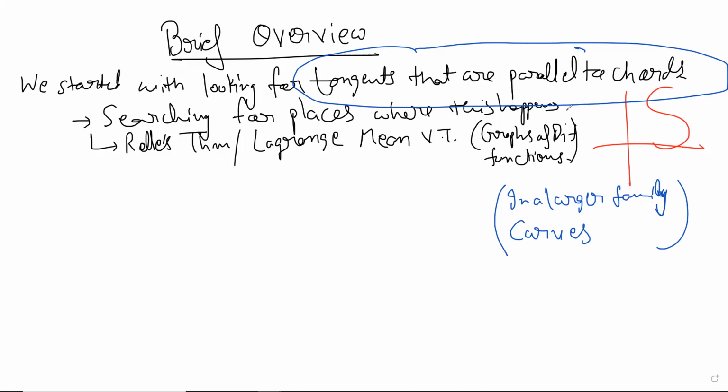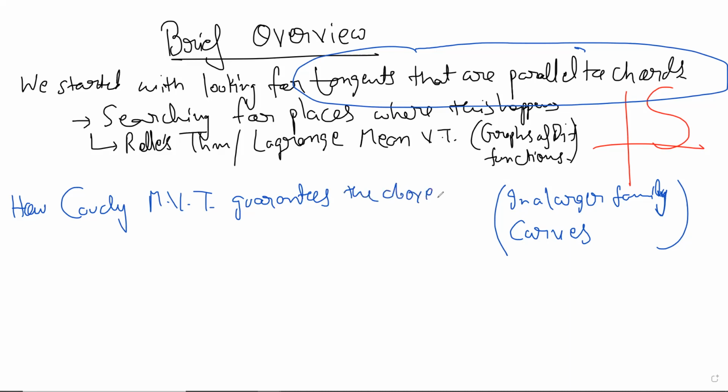Cauchy's mean value theorem, right? Can you describe more how Cauchy's mean value theorem works? We all know the statement of Cauchy's mean value theorem, but can we describe how this is really important? Maybe someone else can also say, I would appreciate it: how Cauchy's mean value theorem guarantees the above, and in what setting?